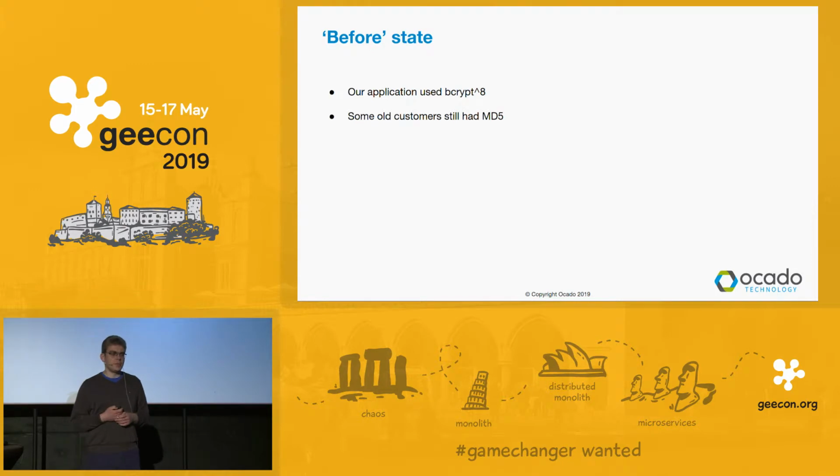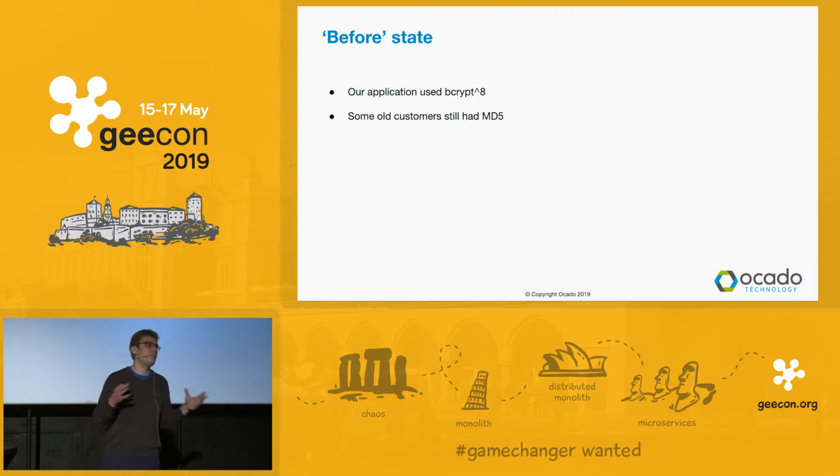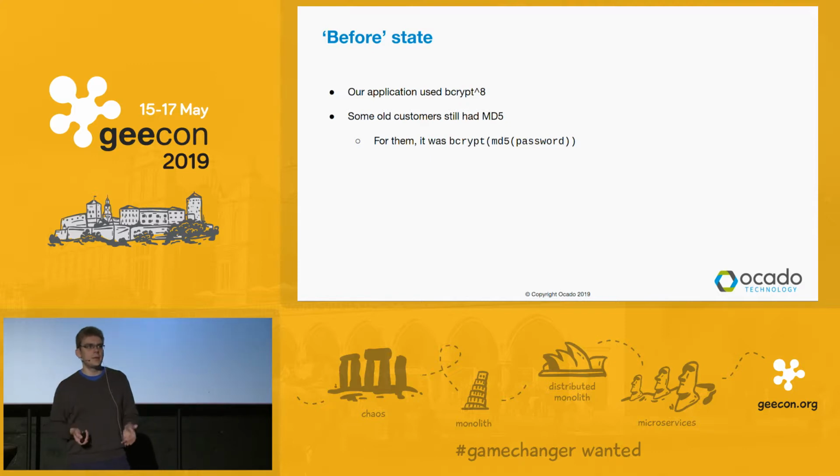Some old customers still had MD5. It doesn't mean that they had pure MD5 hashes in the database. It just means that in the very early years, we used MD5 for hashing, but there already was one migration process held. And what we did with the old MD5 hashes, we actually hashed them again. So we took the MD5 hashes of all customers, and to strengthen them, we just ran bcrypt through it.